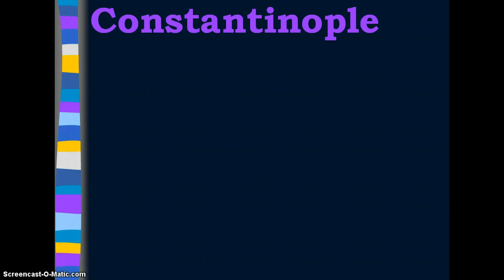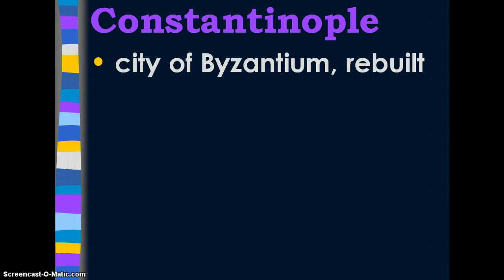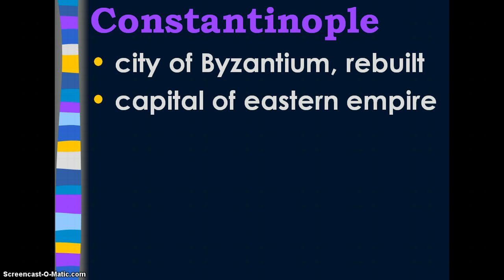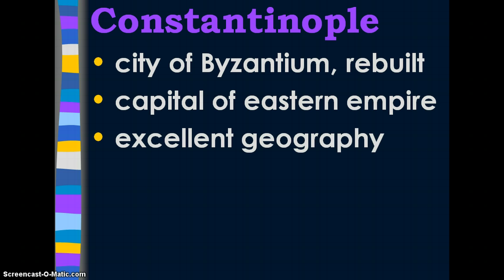So, the capital of the Byzantine Empire was Constantinople, and we get the name Byzantines from the previous name of the city, which was Byzantium. Constantine rebuilt the city of Byzantium and named it after himself. It was the capital of the Eastern Roman Empire. So when they split it in two, this was the second capital of Rome. And like we read about, Constantine made people move there. He established a senate to try to make this an equal city with Rome.